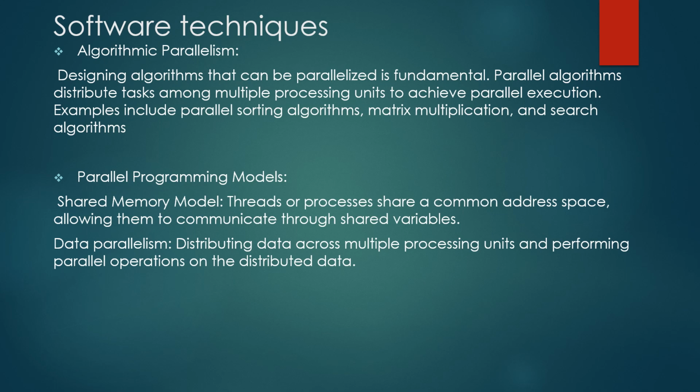Secondly, we have parallel programming models. Here threads or processes share a common address space, allowing them to communicate through shared variables. We also have data parallelism, distributing data across multiple processing units and performing parallel operations on the distributed data. I remember back then in class, the group of Arnold was talking about threads and processes within the computer system. Different threads were broken down from the main one, so they still share the same address space they came from, allowing them to communicate through shared variables. And that's where you bring in the interconnections of the networks, the shared networks and other stuff.